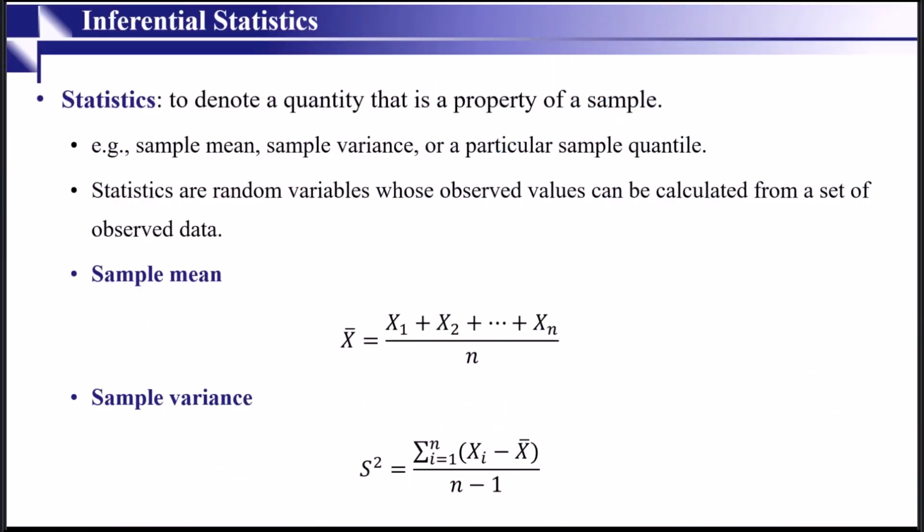Now let's shift to statistics. These are quantities derived from a sample. The term statistic is used to denote a quantity that is a property of a sample. For example, sample mean, sample variance, or a particular sample quantile are statistics. These are random variables, and their observed values are calculated from our data. The sample mean and the sample variance are key examples we will explore further as we estimate population properties. Statistics are considered random variables, and their observed value can be calculated from a set of observed data. So the sample mean is simply x1, x2 up to xn divided by n, and the sample variance is the sum of (xi minus average) squared divided by n minus 1.